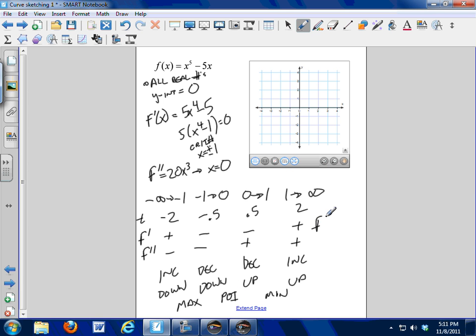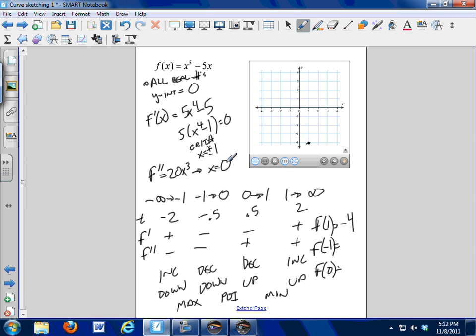Okay, so we need to know moving forward the f of 1, the f of negative 1, and the f of 0, not necessarily in that order. So the f of 1, well, 1 to the fifth is 1. 1 minus 5 times 1 is 1 minus 5. That's negative 4. So let's put that in here. When 1, negative 4, we know the curve is passing through that point.